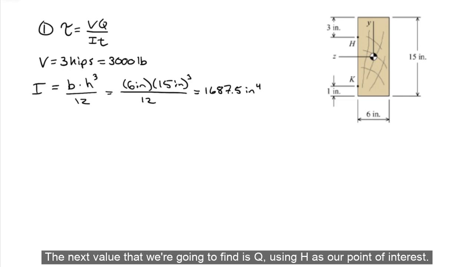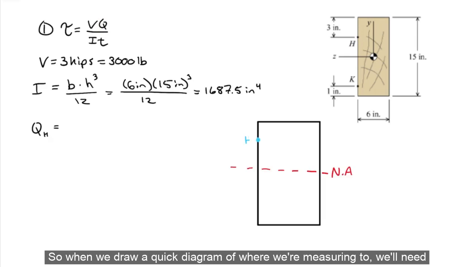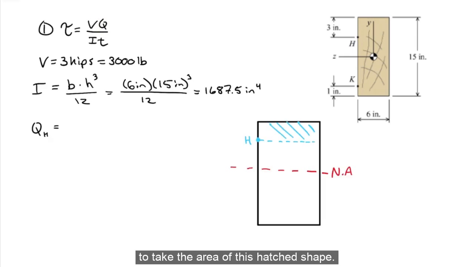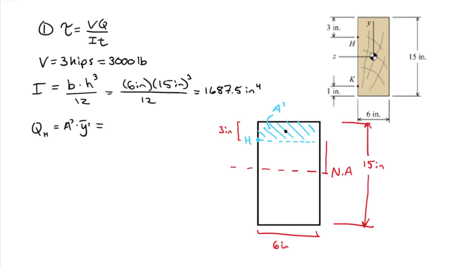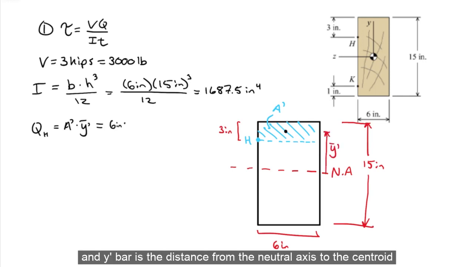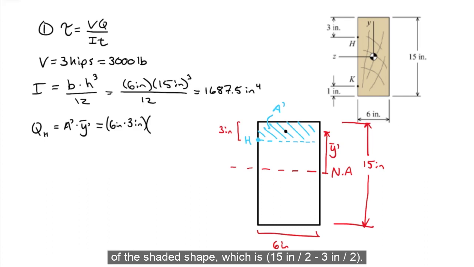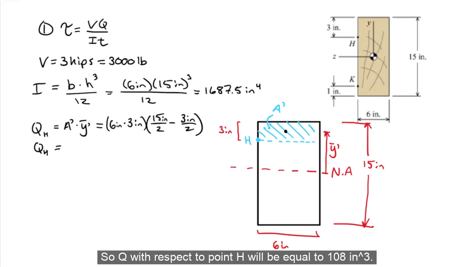The next value that we're going to find is Q, using H as our point of interest. So when we draw a quick diagram of where we're measuring to, we'll need to take the area of this hatched shape. So the area of the shaded shape is 6 inches times 3 inches, and y prime bar is the distance from the neutral axis to the centroid of the shaded shape, which is 15 inches divided by 2 minus 3 inches divided by 2. So Q with respect to point H will be equal to 108 inches cubed.